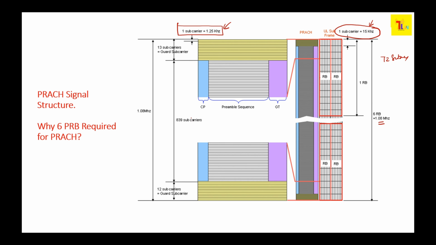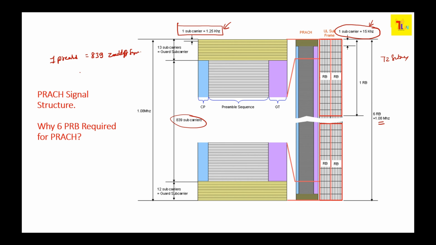And if you go with the proper calculation to understand this, I've already told that the preamble is made up of the 839 ZC sequence. So if you are talking about one preamble, one preamble is an 839 ZC sequence.